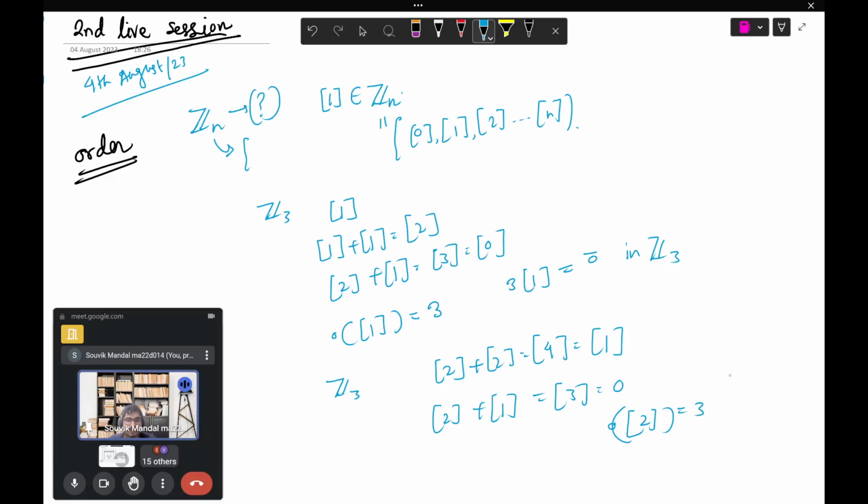So these are some examples. In order to calculate the order, you need to manage at least how many times we need to add that number to get the identity element. So that's the way of calculating the order of an element. And some more examples.